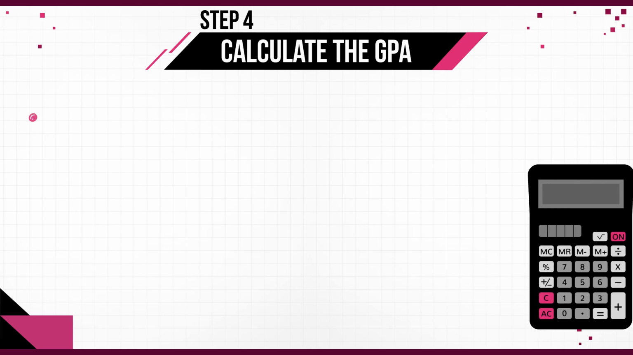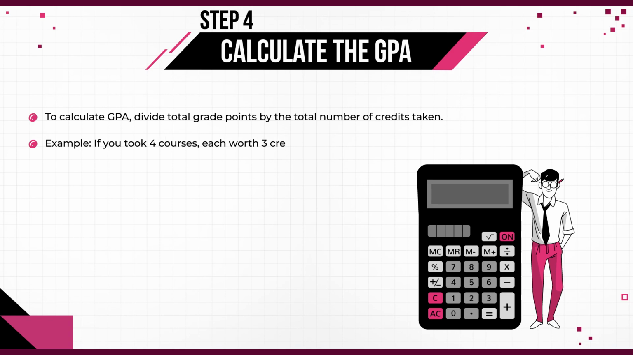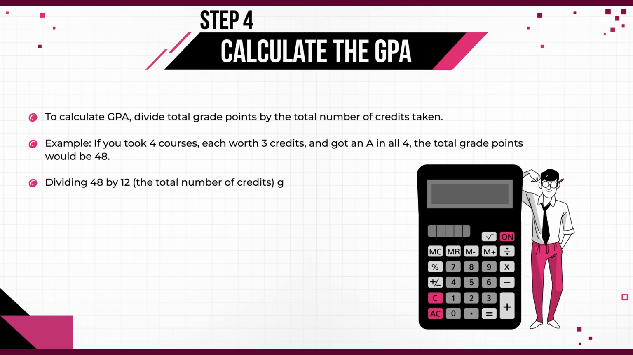Finally, to calculate your GPA, divide the total grade points by the total number of credits you have taken. This will give you your GPA. For example, if you took 4 courses, each worth 3 credits, and you got an A in all 4 courses, your total grade points would be 48. Dividing 48 by 12, the total number of credits, would give you a GPA of 4.0.